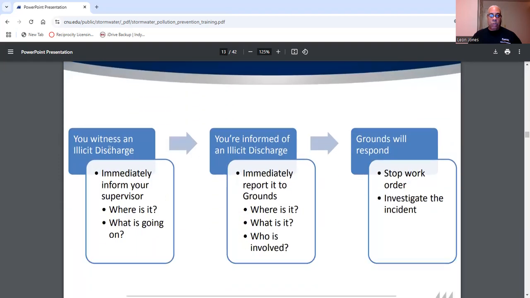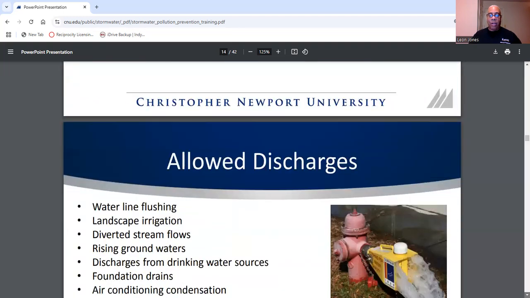Now, you witness an illicit discharge, immediately inform your supervisor. Where is it? What is going on? You're informed of an illicit discharge. Immediately report it to grounds. Where is it? What is it? Who's involved? Grounds will respond. Stop work order so they can investigate the incident.